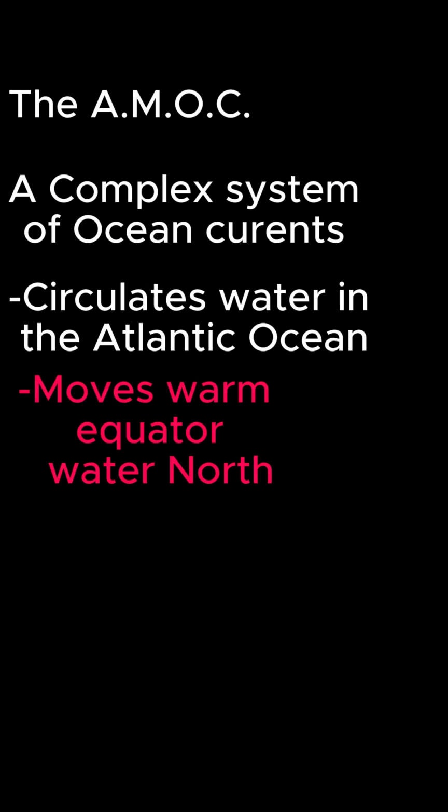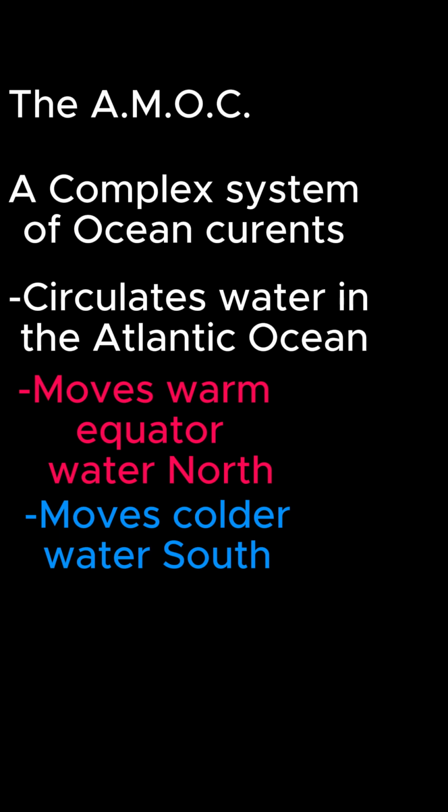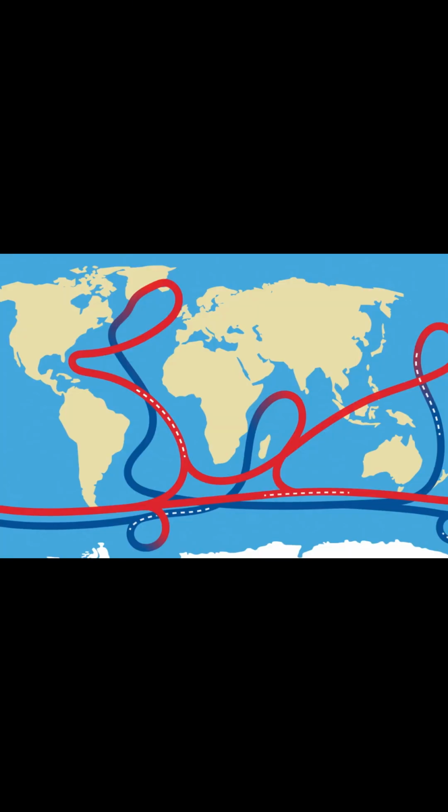The Atlantic Meridional Overturning Circulation is a complex network of ocean currents that spans the Atlantic Ocean. The AMOC circulates water in the Atlantic Ocean by moving warmer equator waters north, then colder waters back south. Here's a basic model depiction of the AMOC primary current. The red is the warmer water moving north, and the blue is the colder water moving south. As you can see, the AMOC affects not only the Atlantic, but also the other surrounding bodies of water.